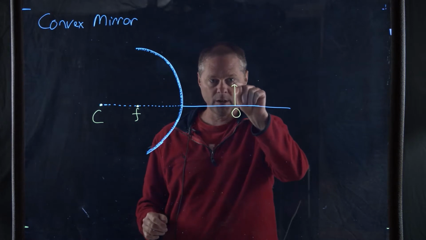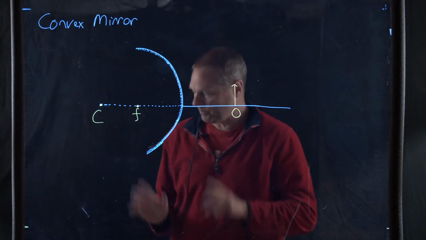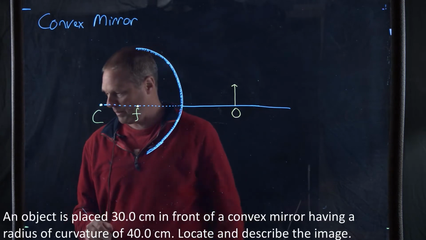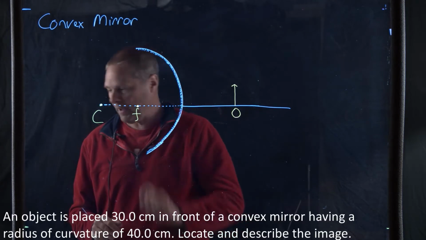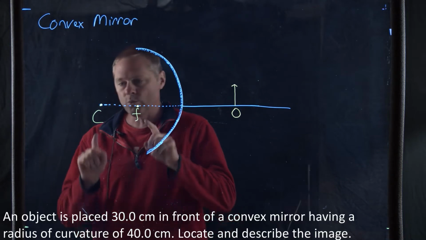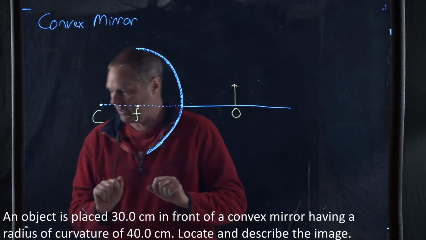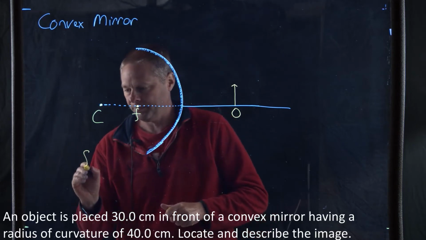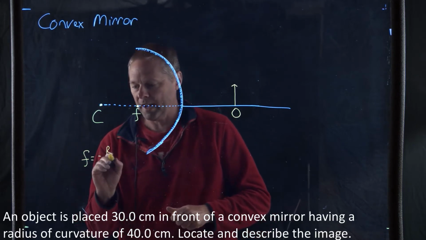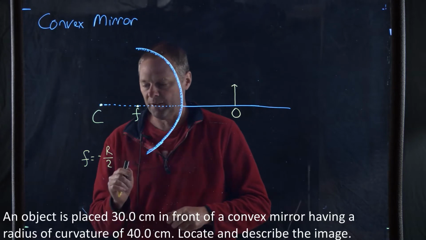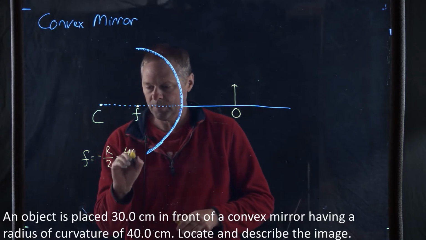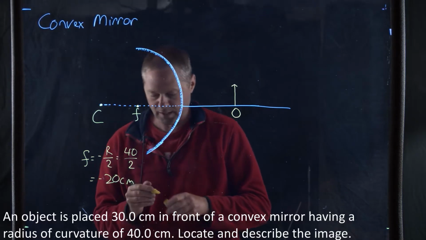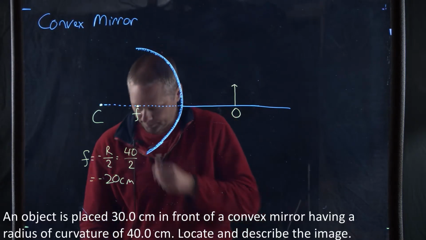Light's going to come from my object and go to the mirror. Let's read the problem now. An object is placed 30 centimeters in front of a convex mirror having a radius of curvature of 40 centimeters. Now, remember the focal length is going to be equal to r upon 2 because it's convex. This is going to be 40 upon 2, which is equal to negative 20 centimeters. So we'll go 20 centimeters this way.